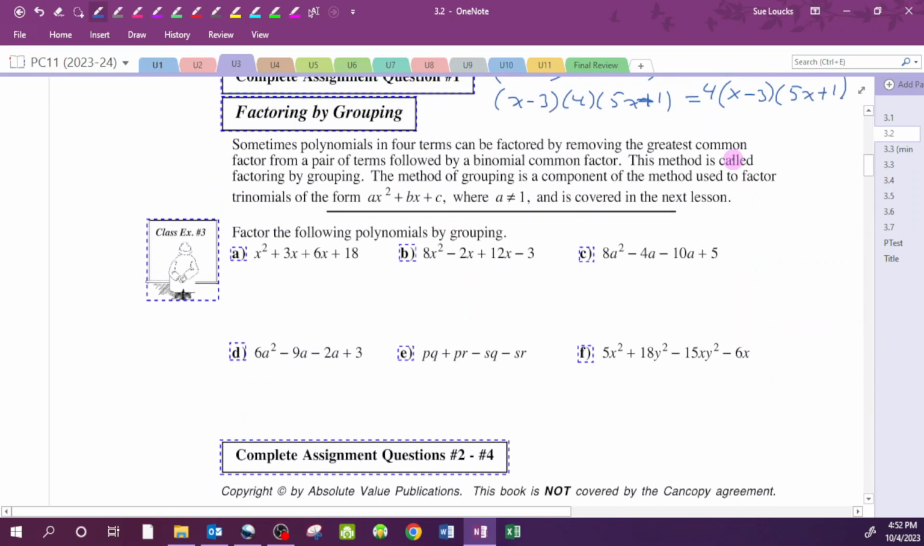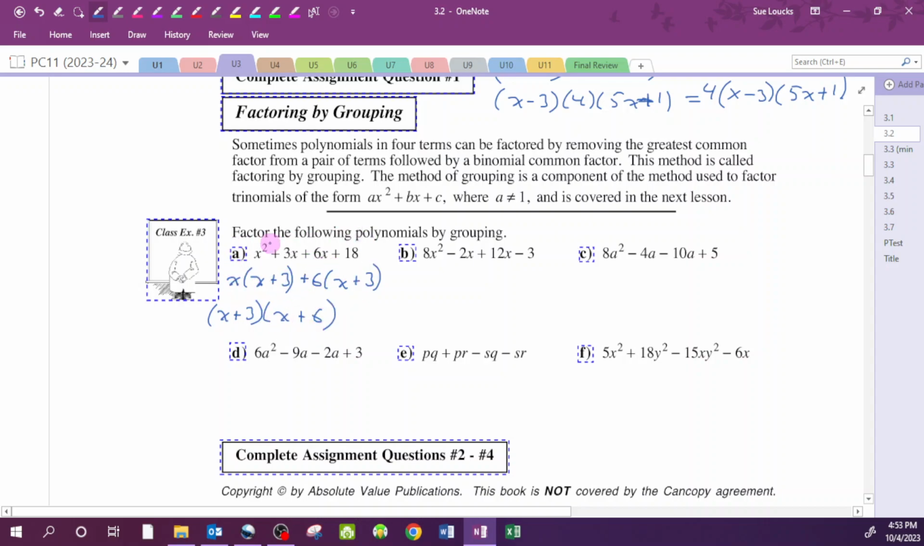So factoring by grouping. I've got 4 terms and I don't have any common factors. So what I'm going to do is factor these first 2. I've got a common factor of x, so that's x times x plus 3. And then I can factor a 6 out of this, so that's plus 6 times x plus 3. And then look, I've got a common factor here. So now I've got x plus 3 times x plus 6.